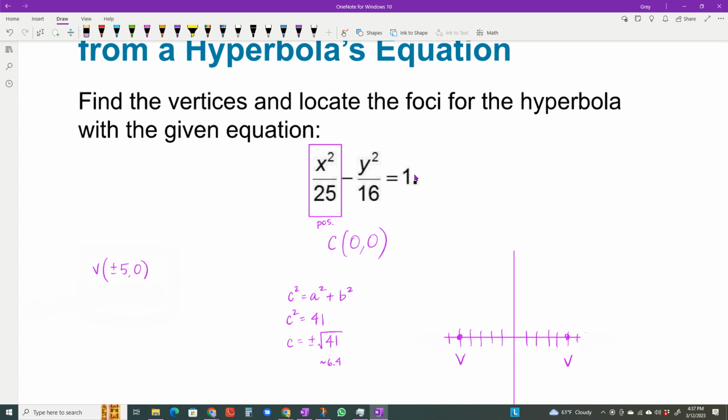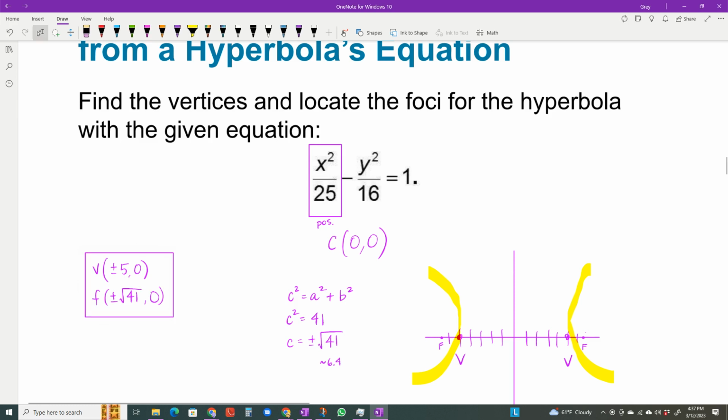And if you want to graph that, then you'll find out that the foci are there. If I were to graph it, it would look something like this, which is a really bad graph, but you get the idea that the focus would be inside the curve. So to give the coordinates of the foci, I'm moving left and right, so it's going to be plus or minus the square root of 41, comma 0. And that's all we got.